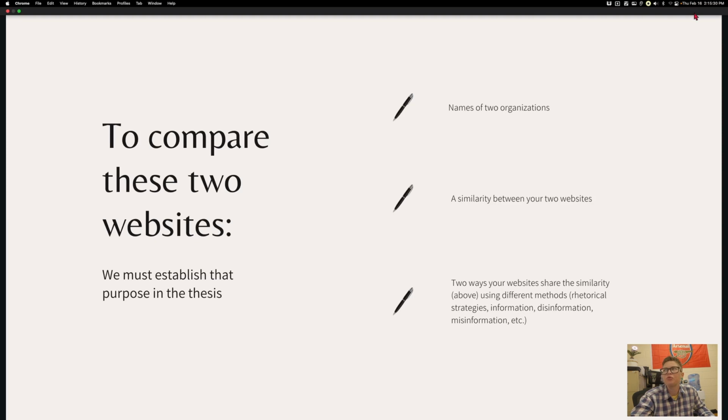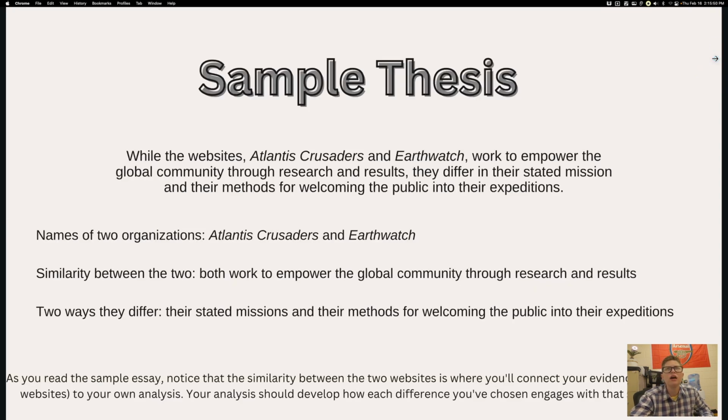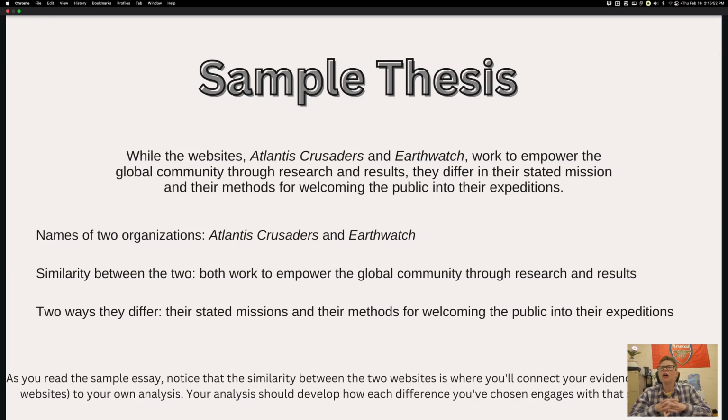This is the essay where you can really work to develop your own thought process a little bit more. You're not confined quite as much to what's on the page. You are open to exploration for this second website and then conveying that information. All right, so let's take a look at our sample thesis here. While the websites Atlantis Crusaders and Earthwatch work to empower the global community through research and results, they differ in their stated mission and their methods for welcoming the public into their expeditions.